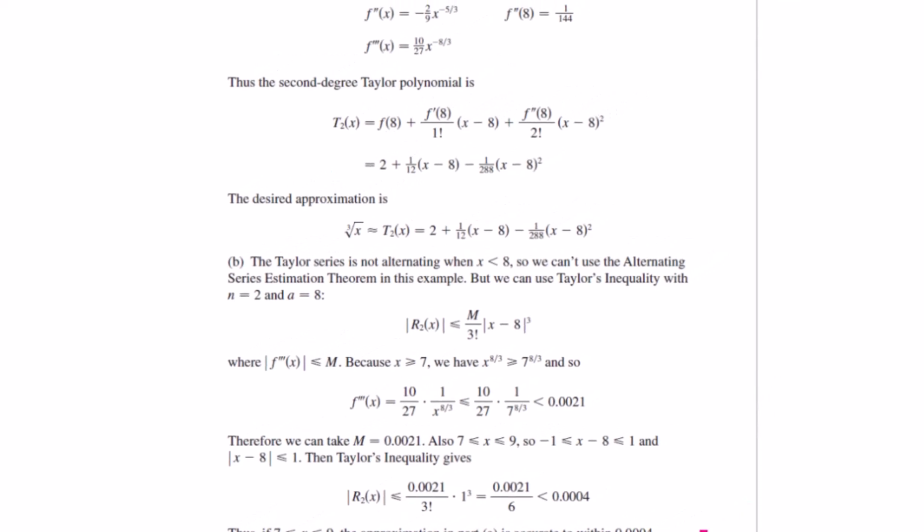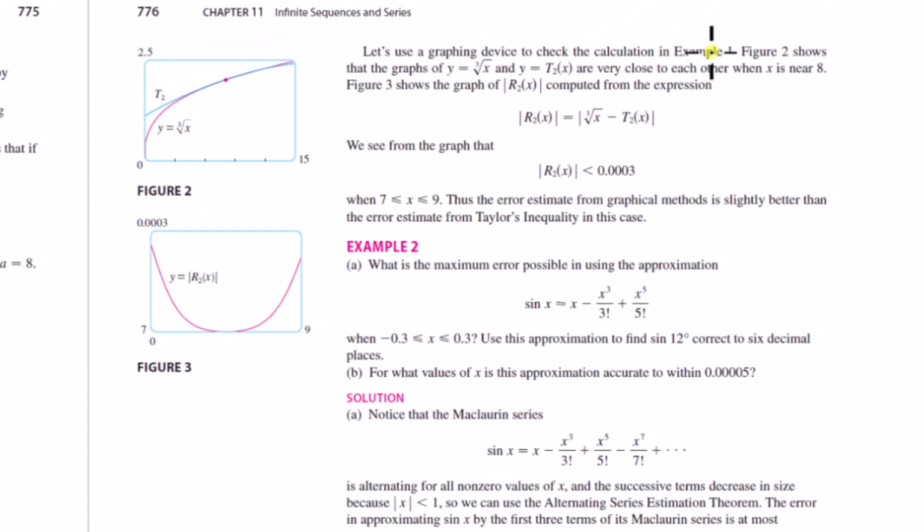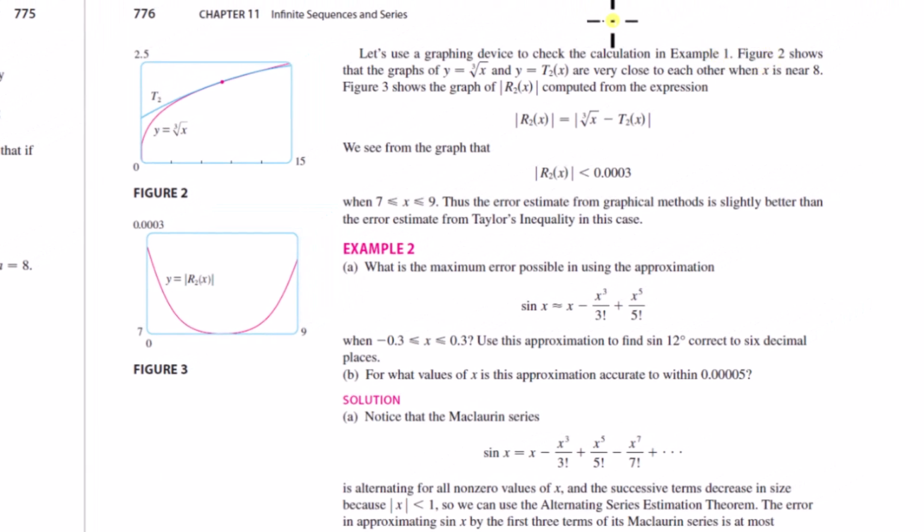Okay, it says let's use a graphing device to check the calculation in example 1. So here what they're doing is they're graphing the cube root of x and the second degree Taylor polynomial. You can graph both of those, and this is from 0 to 15.